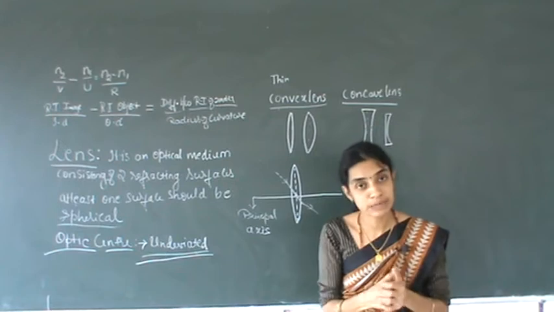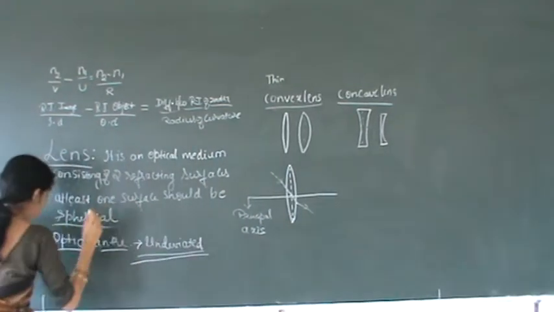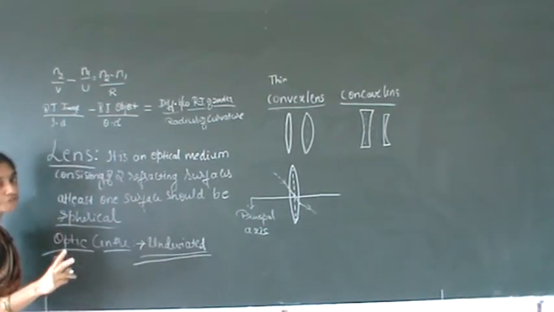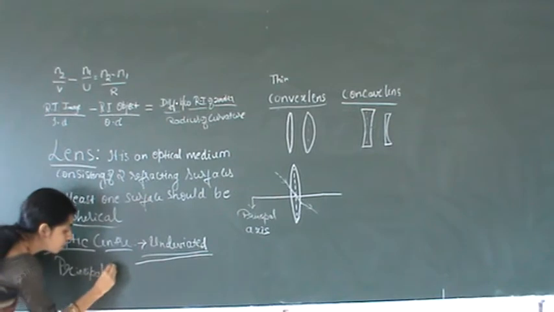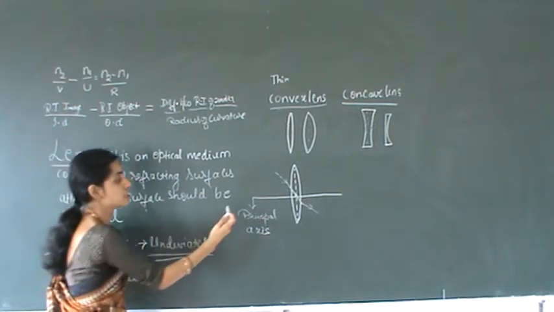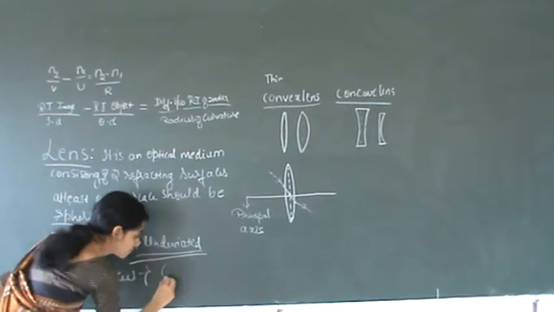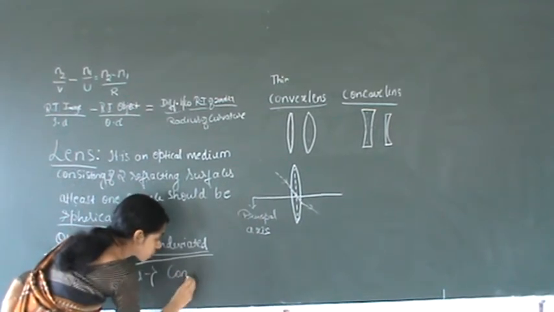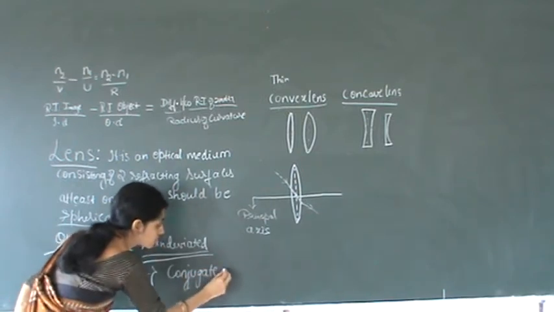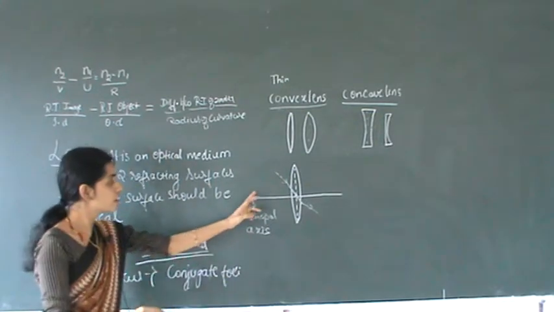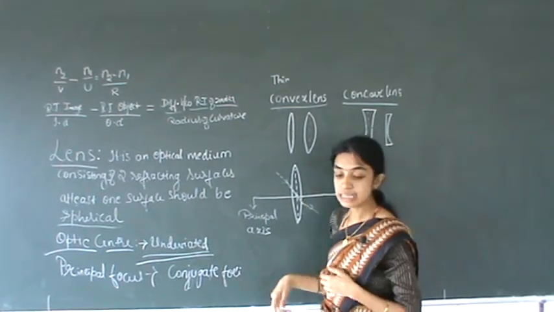In order to obtain the virtual image of the object. Here, in case of a lens, there are two focal lengths, or the principal focus will be two, one on either side of the lens. It also consists of conjugate foci. Two focal lengths or two principal foci on either side of the refracting surface.